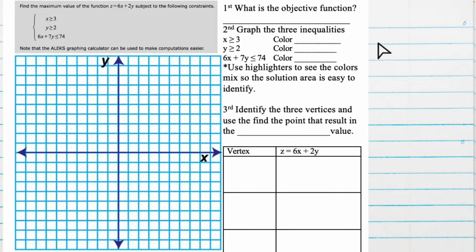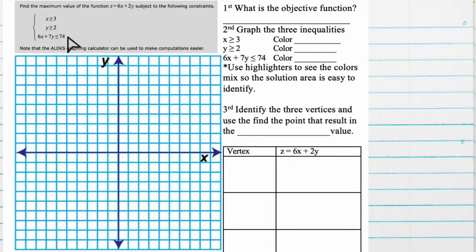So the very first thing to do, because the constraints are already identified, that was actually step number 1 on the notes page there, but they're already identified for us. So we're going to find the maximum value of the function z equals 6x plus 2y subject to the following constraints. So here we go.